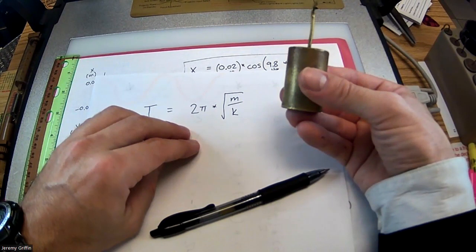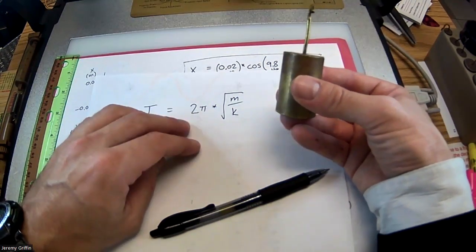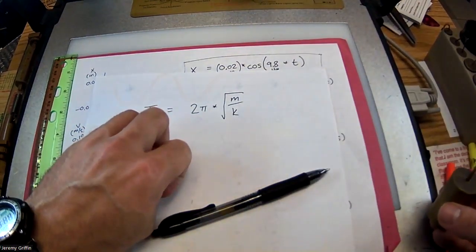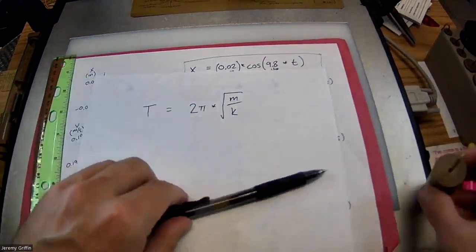Anything to do with gravity? No, nothing to do with gravity. You can take this to the moon. It's going to work the same. I could change the amplitude. It's going to be the same time period to cycle, right? So that's the same.